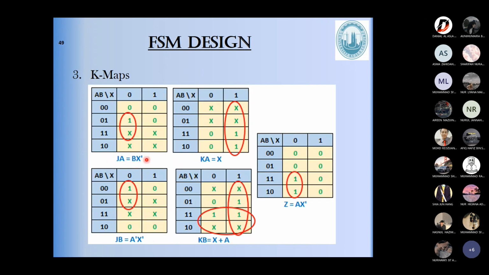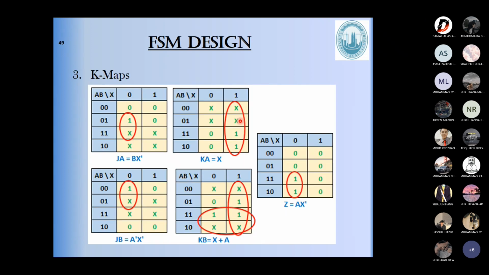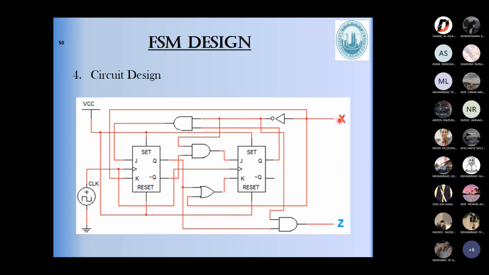So JA B X bar, KA X, JB A bar X bar, KB X plus A, Z equivalent to A X bar. So lukislah JA sama dengan BX. So this is JA. I pull 1 from B. I pull 1 from B X bar. Sorry, pull 1 from X bar. So ni input. This is output. This is clock. This is VCC untuk set dengan reset lah. So X bar and B going to JA. KA comes from X. So just pull 1 from X dari sini terus masuk ke K.